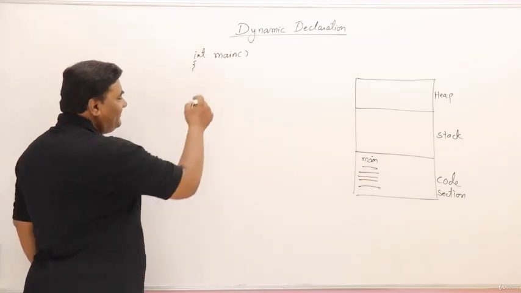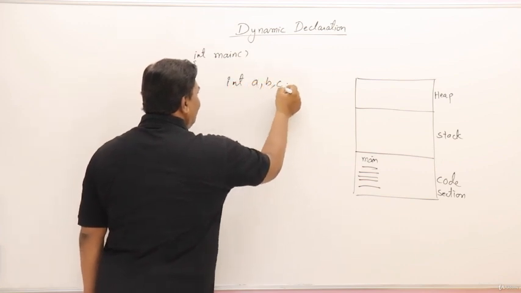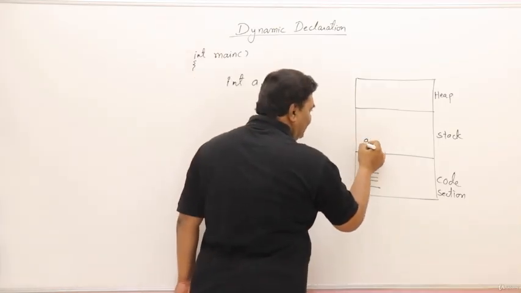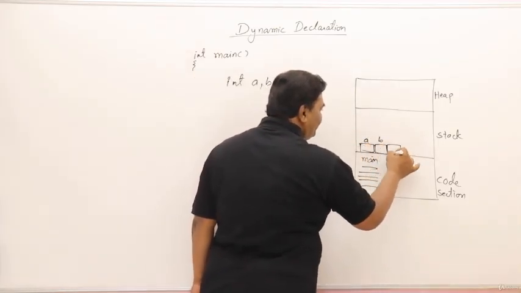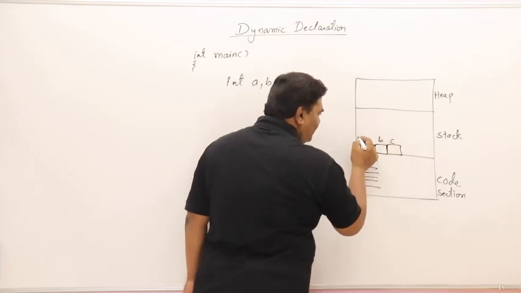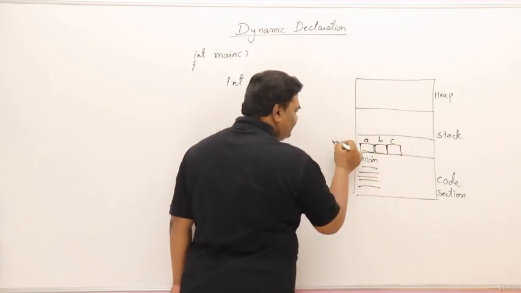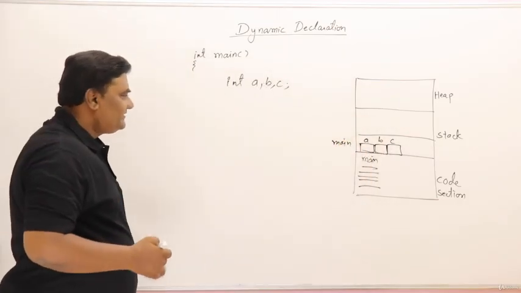Let us see, I have a main function here. If I am declaring some variables A, B, C of type integer, suppose an integer takes 2 bytes, then 2 bytes for A are given inside the stack, then 2 bytes for B, and 2 bytes for C. This total block of memory, I'll put a bar here to show that this memory belongs to the main function. This is called the activation record of the main function. So it's occupying a total of 6 bytes of memory.